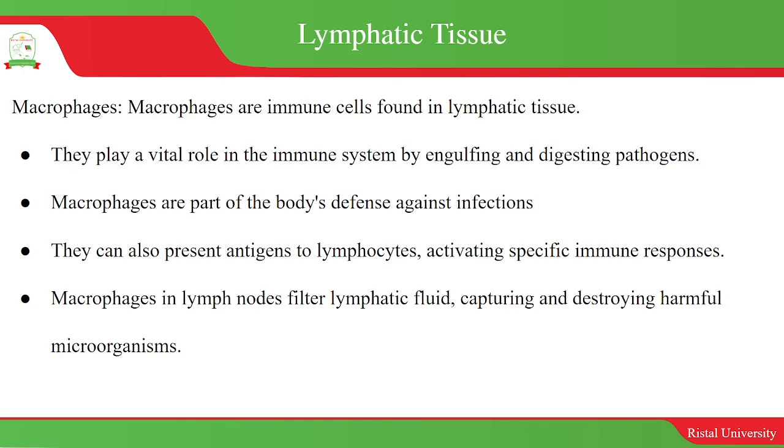And then, of course, macrophages are also important immune cells that are formed in the lymphatic tissue. They play an important role in phagocytosis, which is basically the process of engulfing and digesting pathogens. That is what we call phagocytosis.